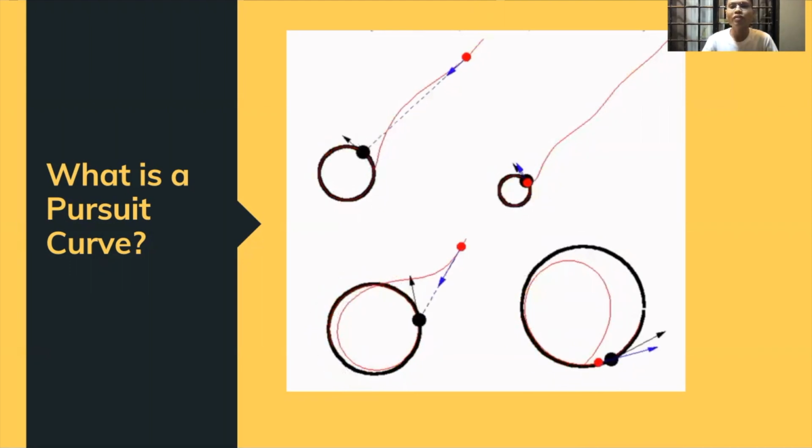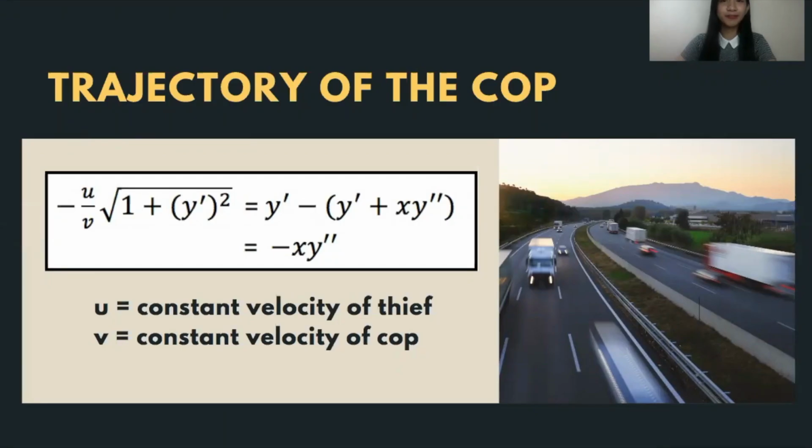Today, the pursuit curve is actually used widely in the fields of military and law enforcement. It is used in the military in terms of fighter planes and things alike. The trajectory path of the cop is defined initially by this equation, wherein u is the constant velocity of the thief, while v is the constant velocity of the cop.